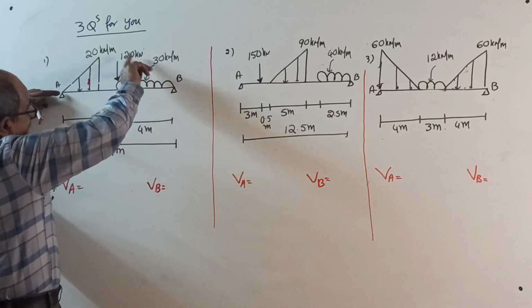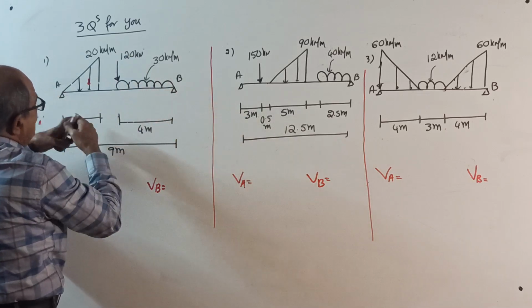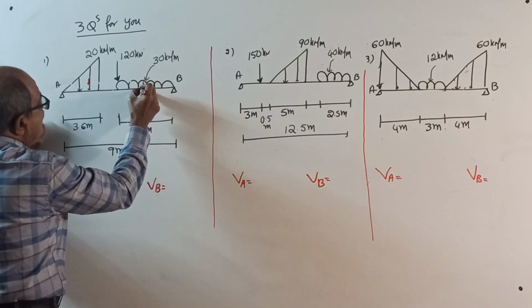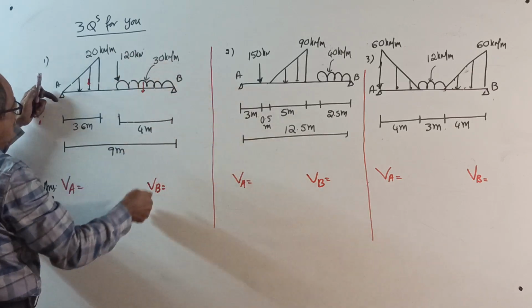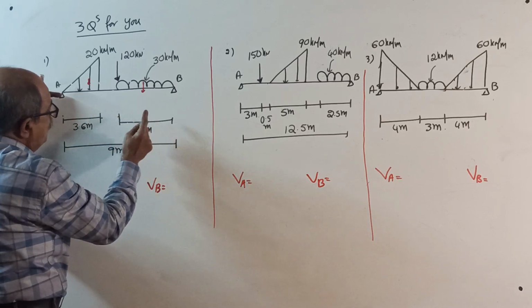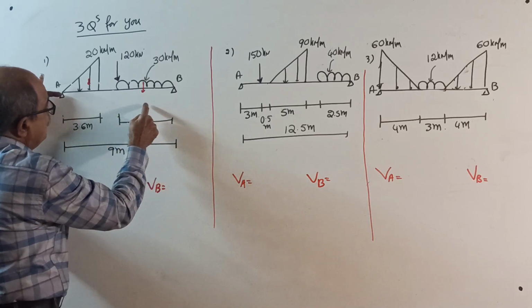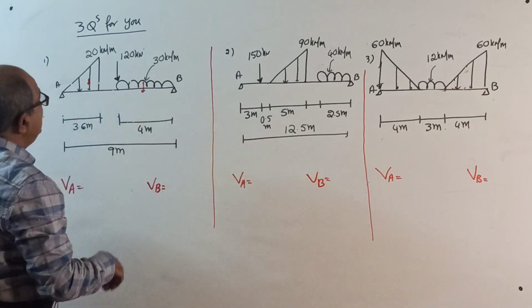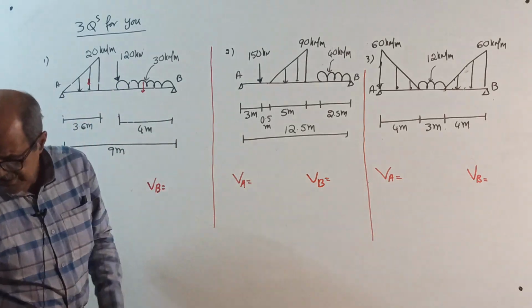Okay, then plus 30 into 4 is the total load. See, total load into, this is 5 I told, 5 plus half of 4 or 9 minus half of 4. You get the value of VB. I will calculate VB now.